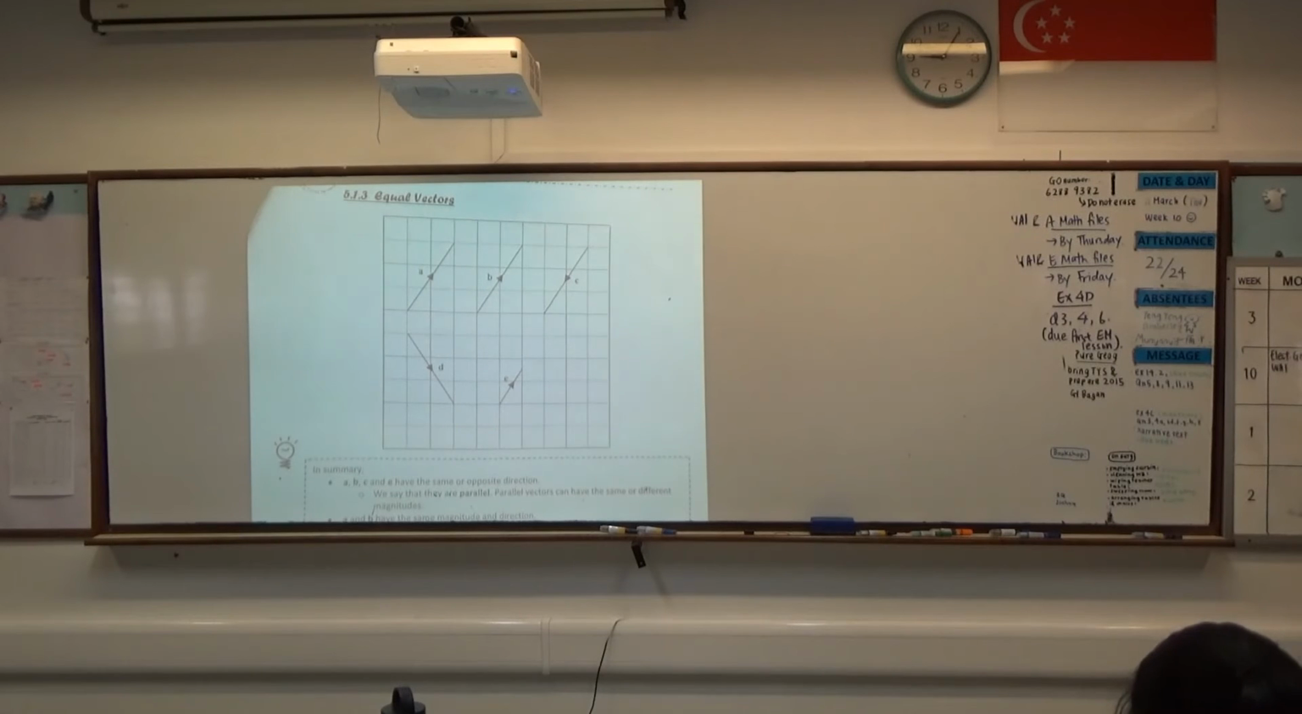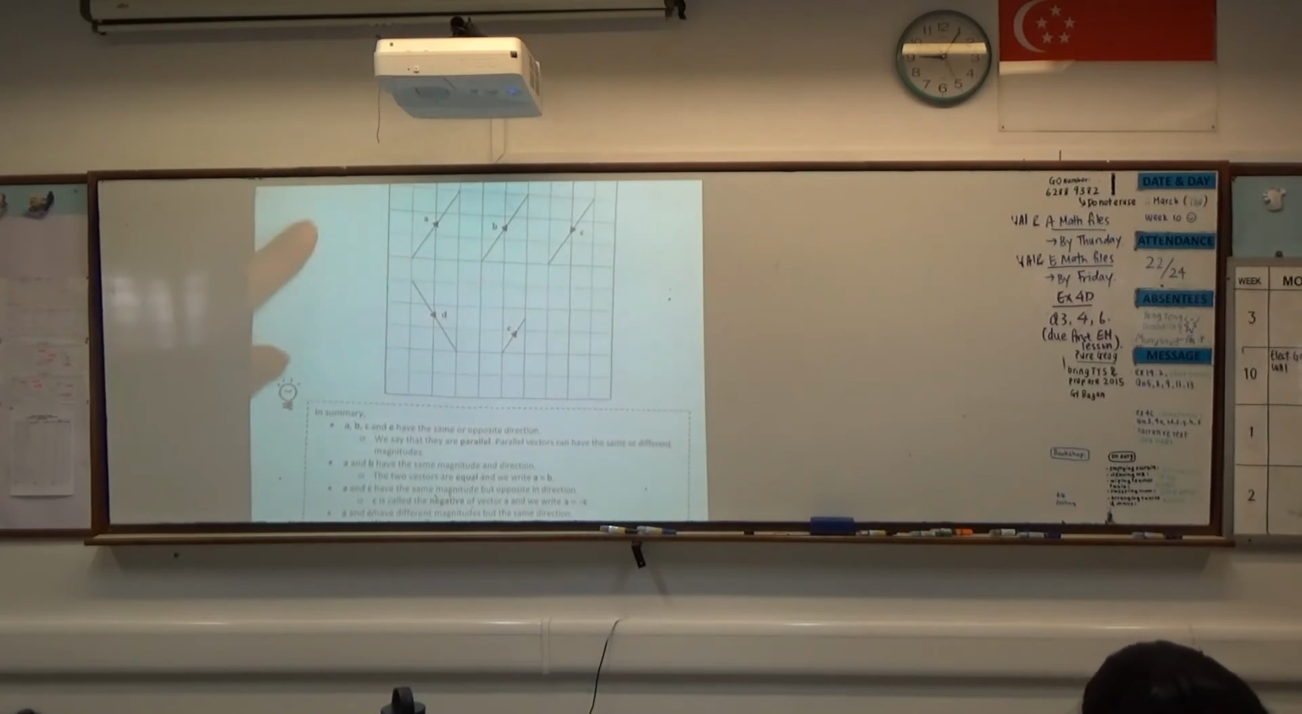Okay, we have some vectors over here. Some have the same direction, some don't have the same direction. Some in fact have the same length. So we need to be clear about that.